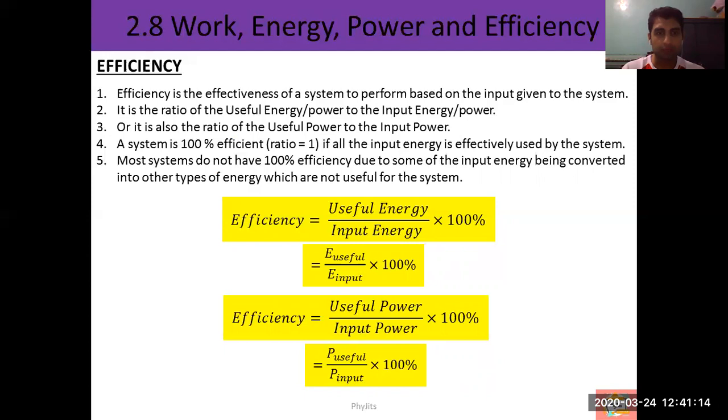A system that is 100% efficient, the ratio should be 1. So basically, efficiency is just the ratio of the useful energy over the input energy, times 100%. Usually efficiency is measured in percentage. How many percent is useful compared to the input of your system. Okay, but we can also relate it to the power, where efficiency equals the ratio of useful power over the input power.